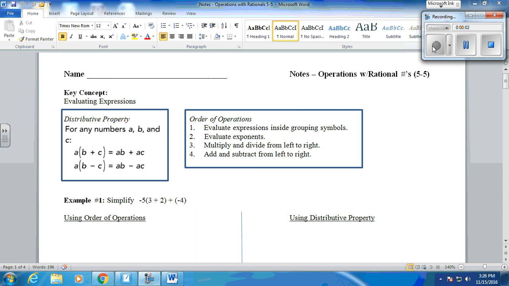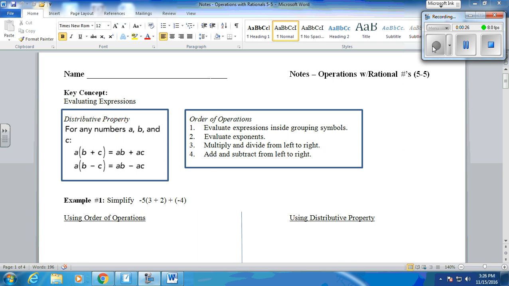Hi there, we're doing operations with rational numbers, topic 5-5. I'm going to try to have a goal of keeping this about 15 minutes, so I'm going to go a little bit quicker than normal. I'm probably having you try a couple on your own. So we are now taking everything we've learned about adding, subtracting, multiplying, and dividing rational numbers and combining them all together for order of operations.